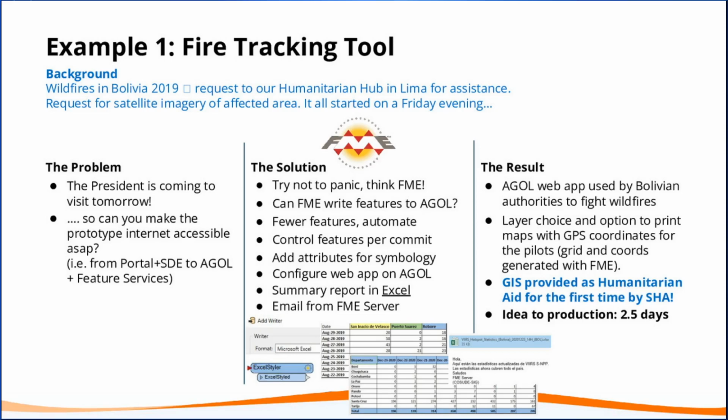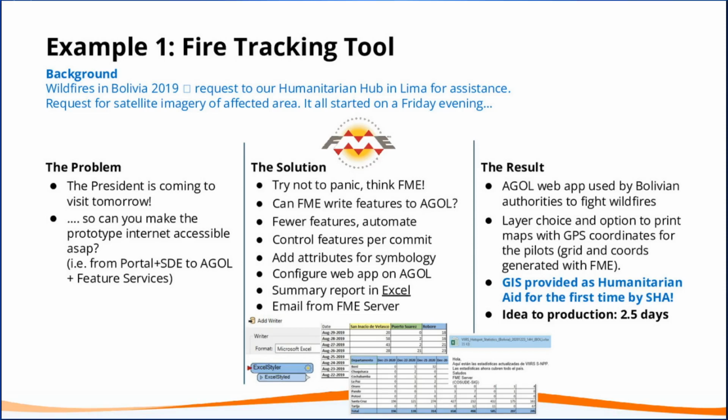And then, of course, I'd configured a web app and produced a summary report extracted from the data into a formatted Excel and emailed from FME Server. And the result, again, was just an ArcGIS Online web app, which the Bolivian authorities used to fight the wildfires, coordinate the response. The layer choice and the option to print maps was key for the pilots because they could have gradient coordinates generated with FME.